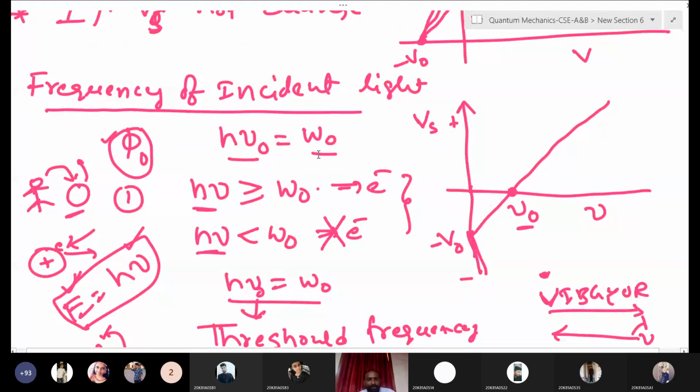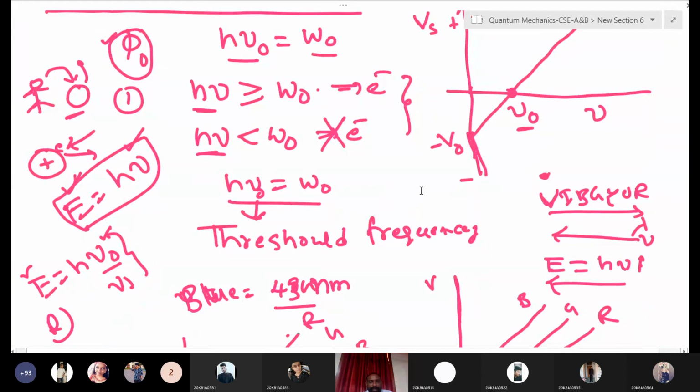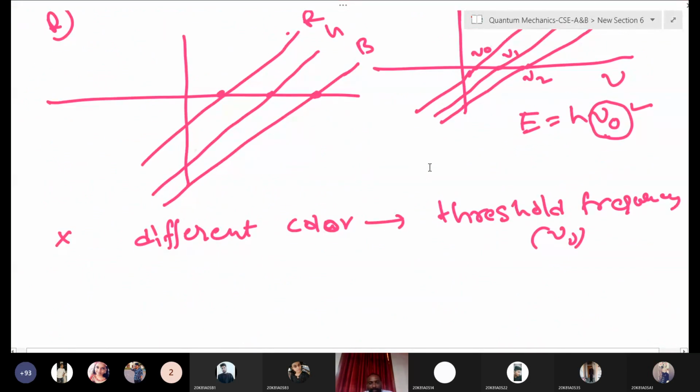Here h nu 0 is equal to omega 0 or W0, that is like a work function, the minimum energy required to eject the electron from the material. This is also threshold frequency, one more terminology: the minimum frequency required to eject the electron from the metal. Okay, that is the threshold frequency. Below this threshold frequency, electrons will not be emitted because they don't have sufficient energy. Okay, you got it, here's the point.